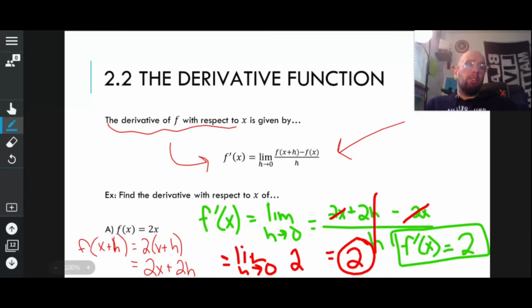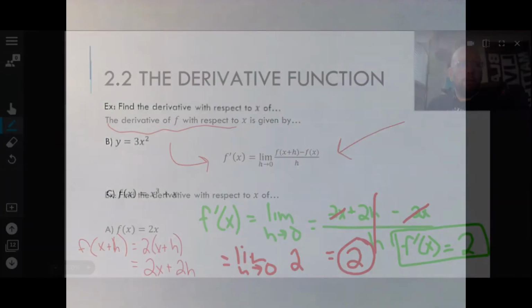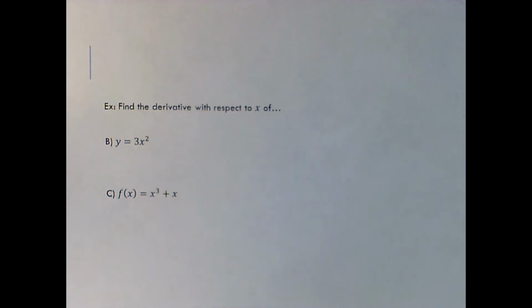The same exact thing that we learned last section. Yester section. Created a new word. Ring-a-ding-ding, Merriam-Webster, I have a new word for you. All right, let's do a couple more find the derivative of problems.